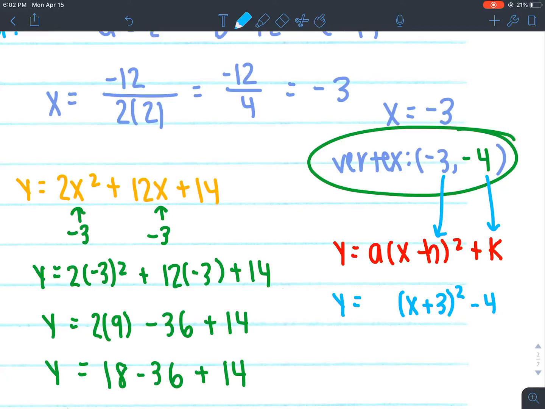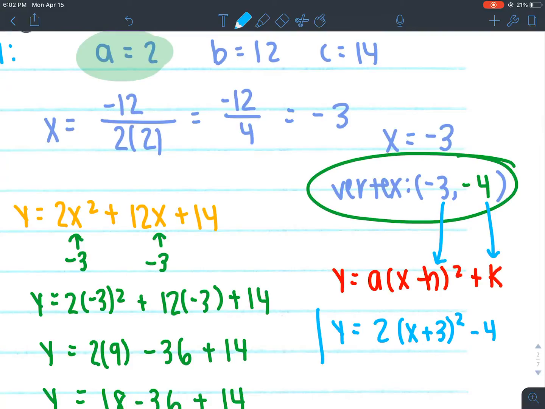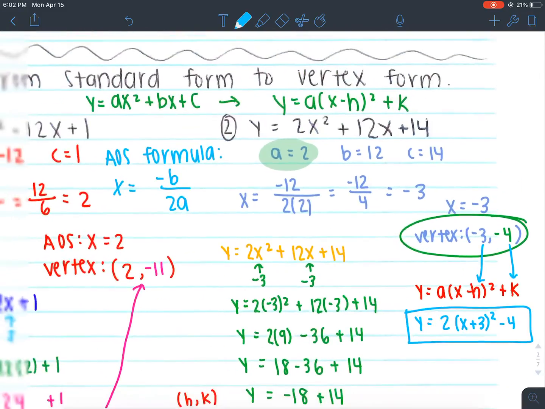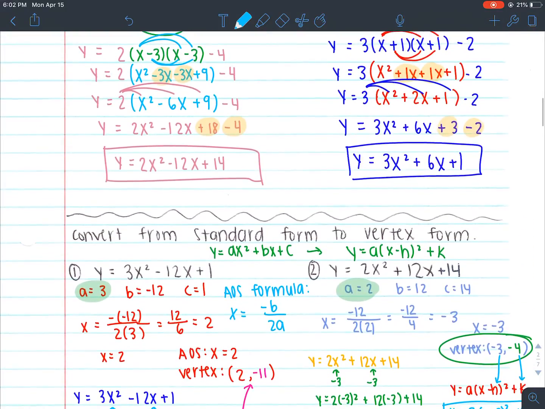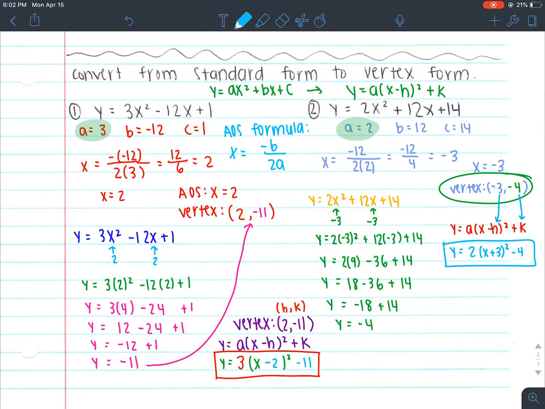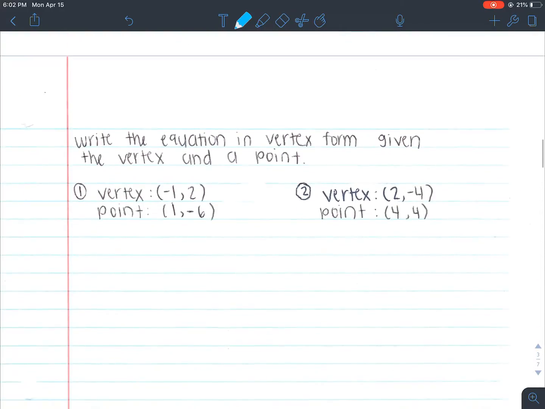Since it's outside the parentheses, it will do what you would normally put down. And then remember, our a value is the same as what we started with. So our a value was 2 in the beginning, and it is still going to be 2 here. So that's my vertex form. We went from standard to vertex in that one. Okay, that one does require more work than vertex to standard, but you're basically just doing the opposite thing but backwards. Opposite thing but backwards would be like a double negative.